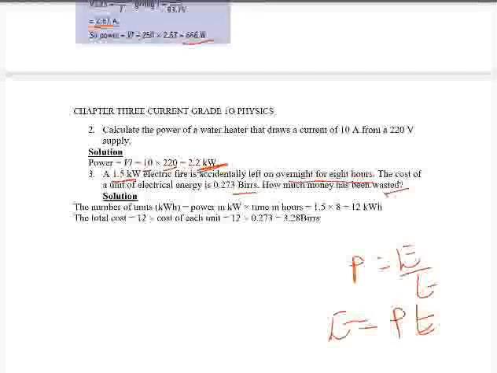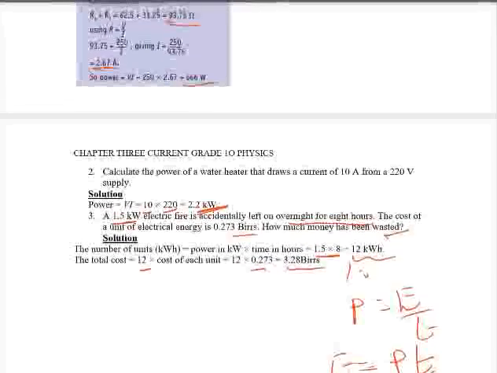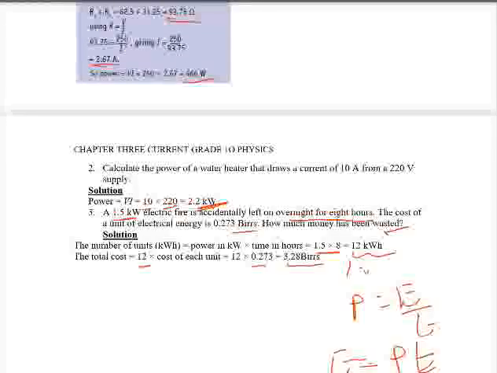The power of the electrical heater is how much? 1.5 kilowatt, and it's left for 8 hours. Therefore, it becomes 1.5 times 8. It's how much? 12 kilowatt hours wasted. And for 1 kilowatt hour, it's how much? 0.273 birr. Therefore, we multiply this 12 by 0.273, and finally you get the birr. How much? 3 birr and 28 cents is wasted, or 3.28 birr is wasted. This is all about unit 3, current electricity. Until next time, have a nice time.